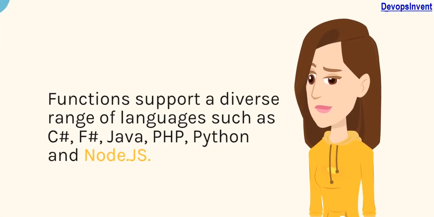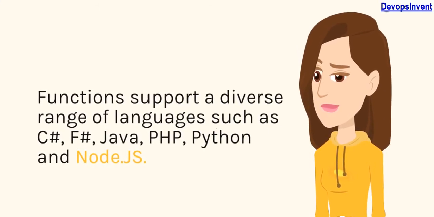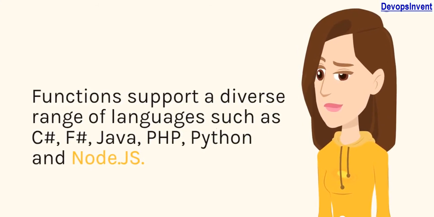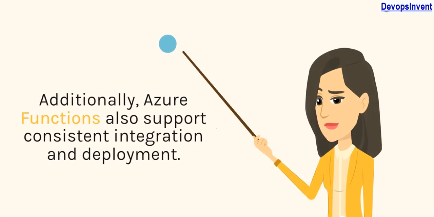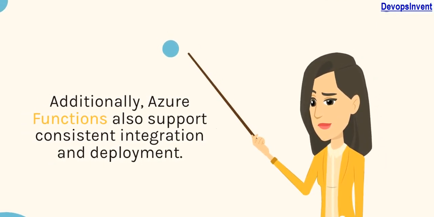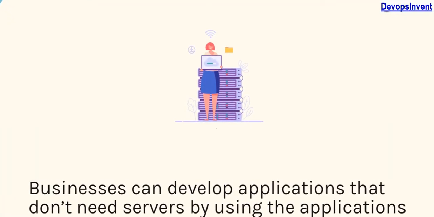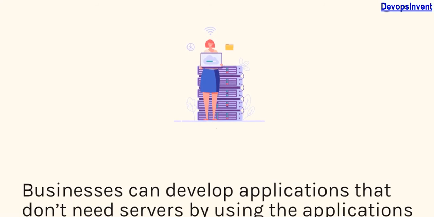Functions support a diverse range of languages such as C#, F#, Java, PHP, Python and Node.js. Additionally, Azure Functions also support continuous integration and deployment. Businesses can develop applications that don't need servers by using the applications of Azure Functions.